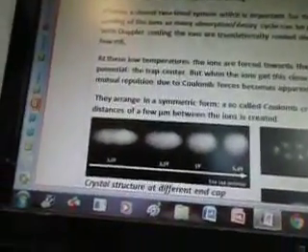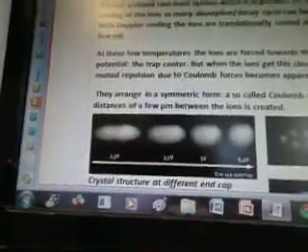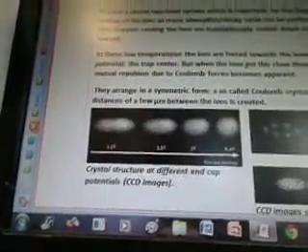At these low temperatures, the ions are forced toward the lowest potential, the trap center. But when the ions get this close, their mutual repulsion due to Coulomb forces becomes apparent. They arrange in a symmetric form, a so-called Coulomb crystal, with distances of a few micrometers between the ions. So there's a crystal structure, different in trap potential, CCD, and we're almost done. CCD images of smaller crystals where single ions can be resolved. Okay? Notice the patterns, a circular pattern there.